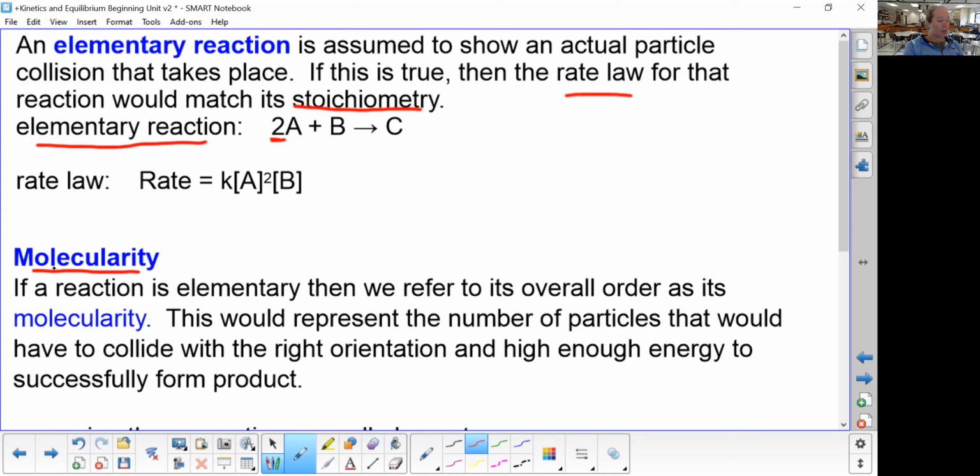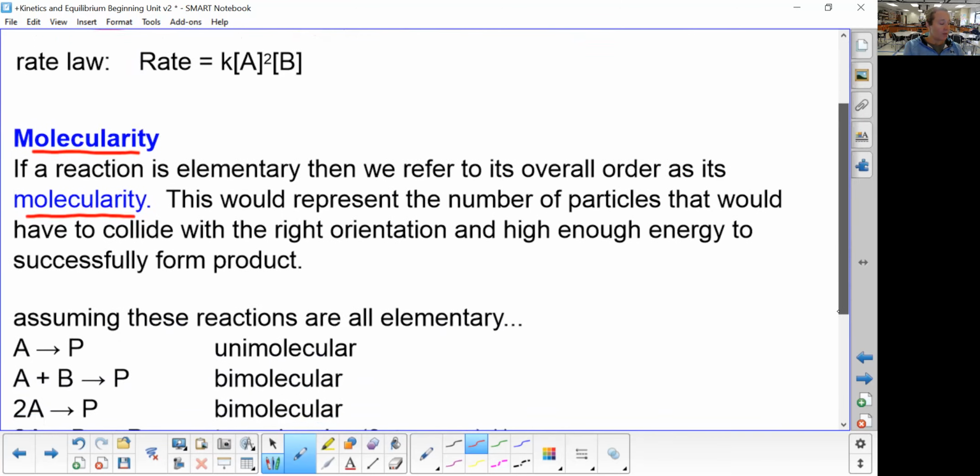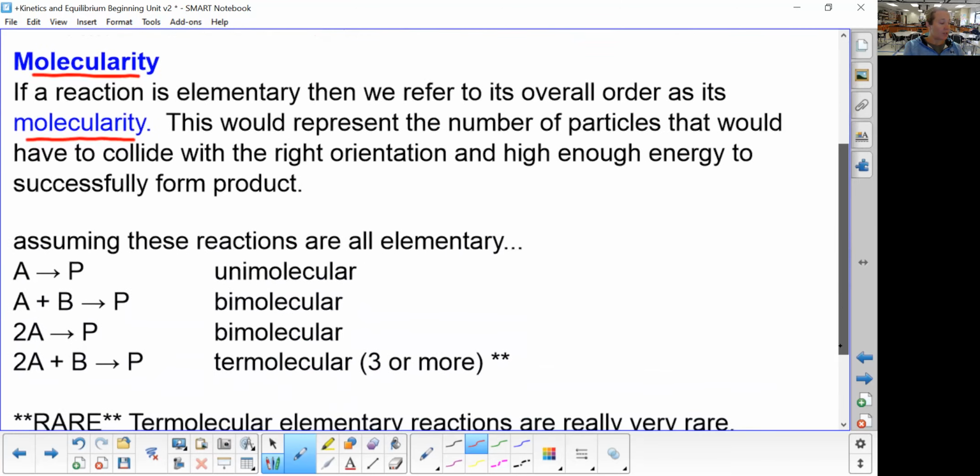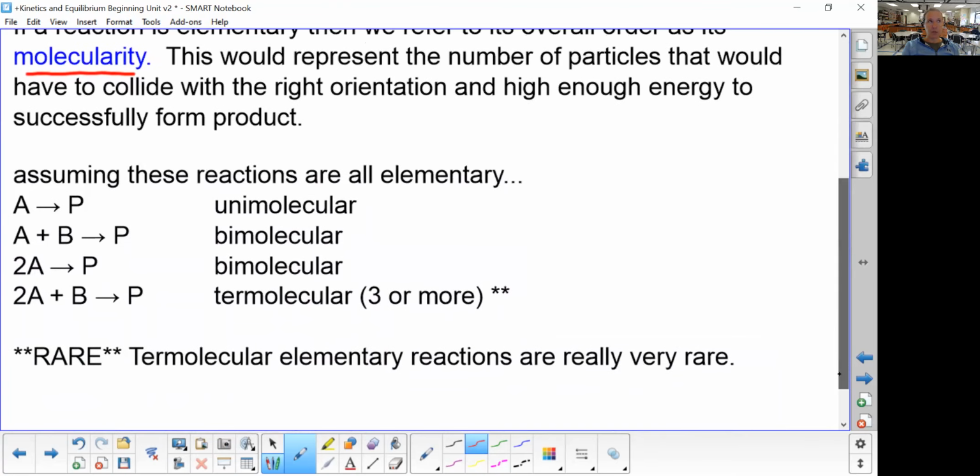Molecularity is how you talk about how many things are colliding. So what this is saying is that 2 A's and 1 B have to all collide at the same time and form 1 C. If a reaction is elementary, then we refer to its overall order as its molecularity. That represents the number of particles that have to collide with the right orientation and high enough energy to successfully form the product.